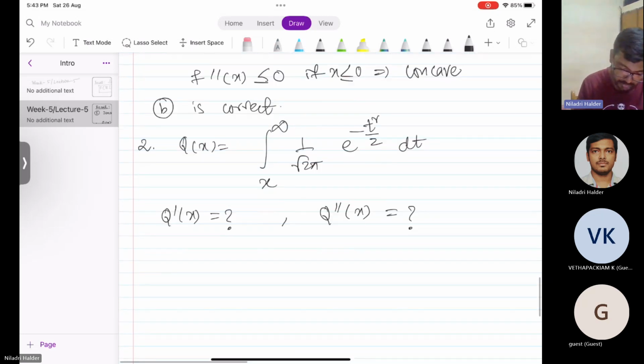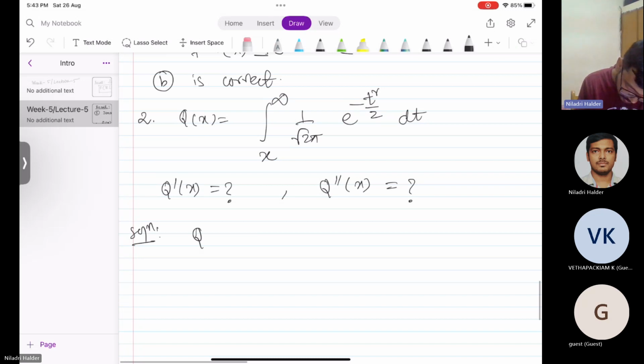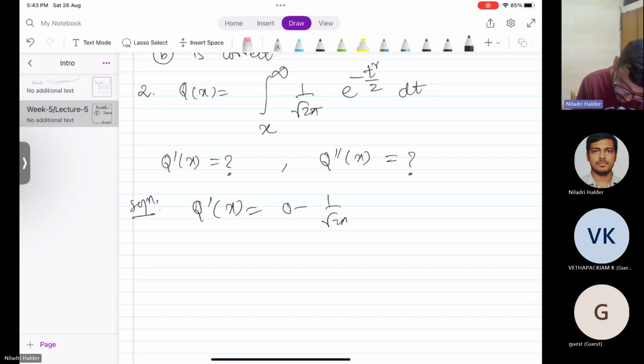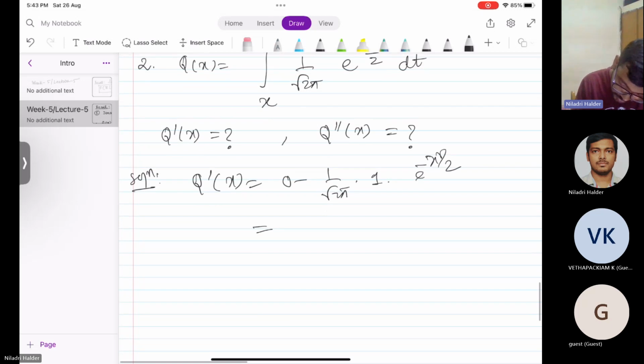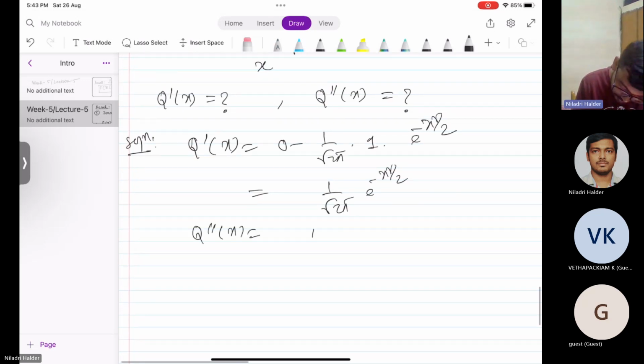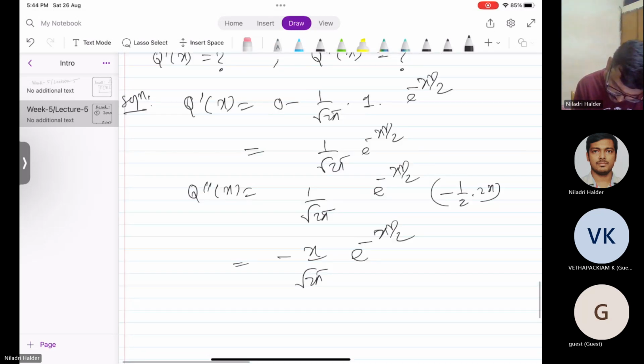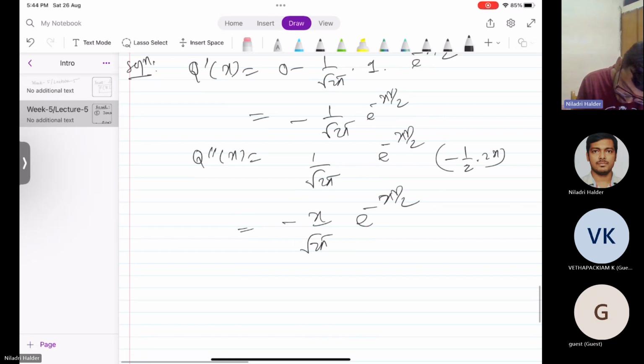This I have already shown how to find out. Still, the solution is: Q dash x is equal to the derivative of the upper limit, that is 0, minus 1 by root 2 pi into the derivative of x, equal to 1, e power minus x square by 2, and that is equal to minus x by root 2 pi e power minus x square by 2. Let me check once again, is it correct or not? Sorry, there was a negative sign. Negative. So this is the positive.